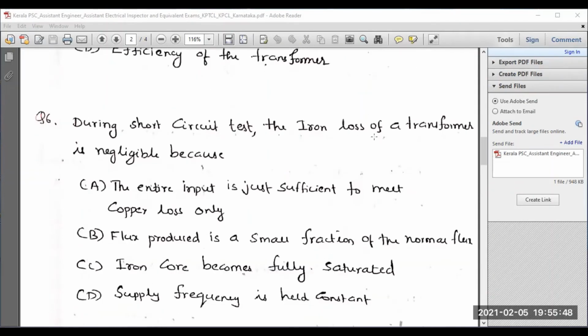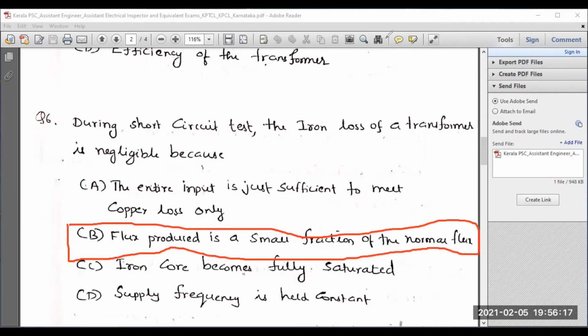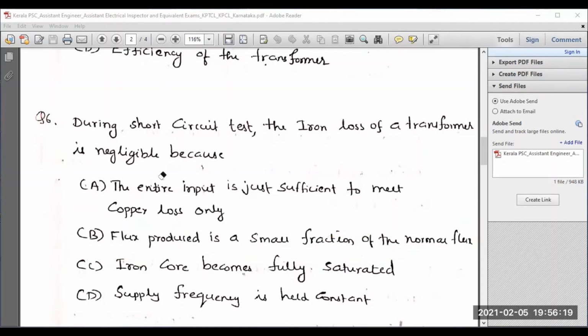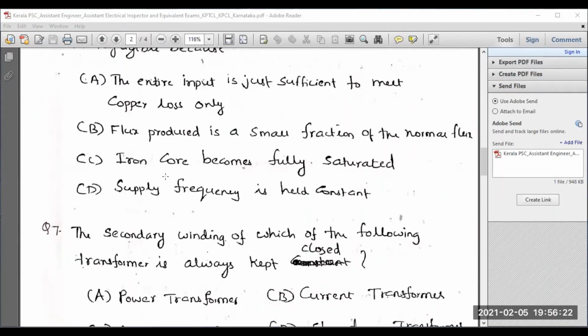During short circuit test, the iron loss of a transformer is negligible because the entire input is just sufficient to meet the copper loss only. Flux produced is a small fraction of nominal flux. Iron core becoming fully saturated. Supply frequency is held constant. Just now we discussed that in case of SC test, the flux produced is very small. Surely I can go for option B. Option B is the right answer, and you can note this down. So previous notes you can refer to; I have shown you a bit early.